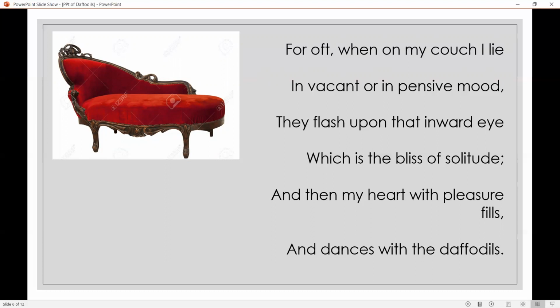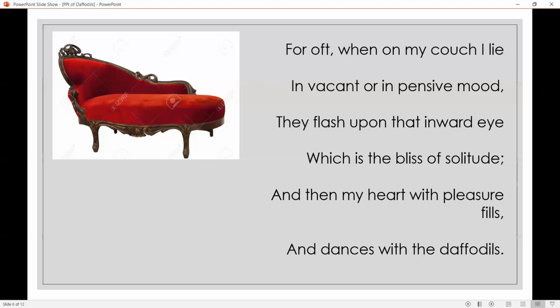They flash upon that inward eye, which is the bliss of solitude. Now, what is that inward eye? As I told you, it is the subconscious mind of the poet or maybe his dream. Which is the bliss? Bliss is what? Blessing of solitude. Now, you have to know exactly what solitude means here. There is a big difference between being lonely and being in solitude.